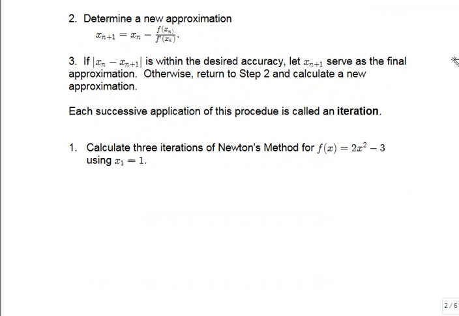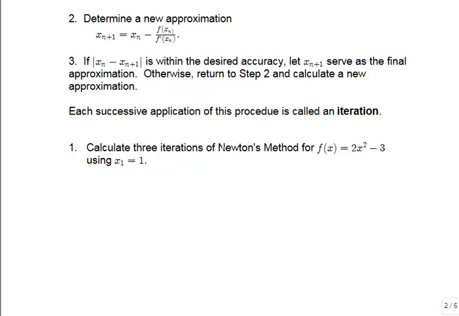We have to calculate 3 iterations of Newton's method for the function 2x squared minus 3 using x sub 1 equals 1. So this one is actually telling us what our first guess should be. And that's not always the case. We'll try some later where you have to make that first guess.